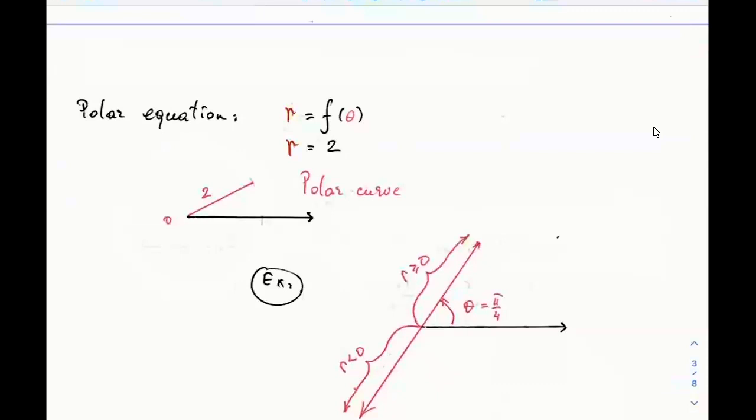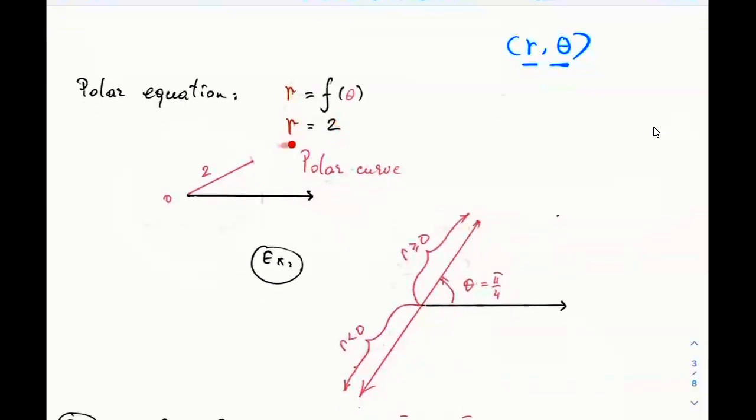This is an example of a polar equation. Remember, for Cartesian, you will have an equation relating x and y. Now we have an equation that relates r and theta. So here, r is a function of theta. In this one, given is r equal to 2. We want to see what polar curve this is going to look like. So in polar coordinate, what will be the curve? What does r equal to 2 here mean?